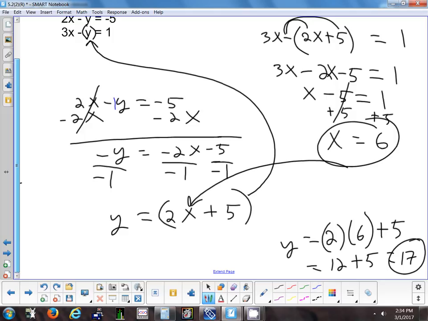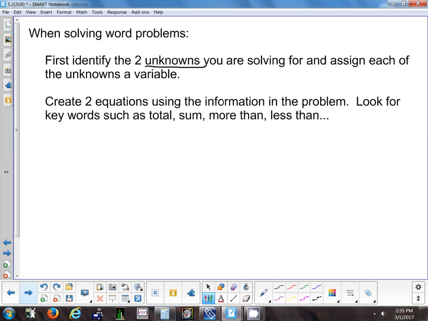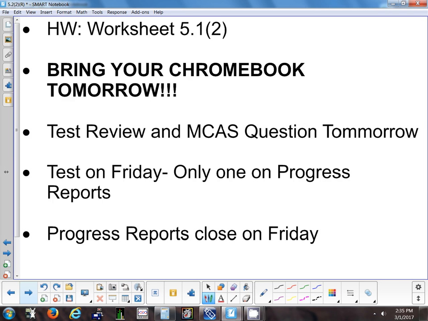Okay, so remind Mr. Roy and I, what do you have to bring tomorrow? Chromebook. It's on that last page, I think, too. Why do you have to bring it? Because of the MCAS question. What's on Friday? Test? What's special about it? It's the only one on the progress report. Yep.